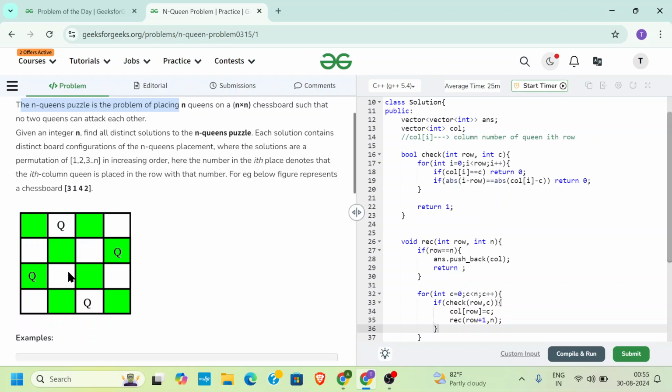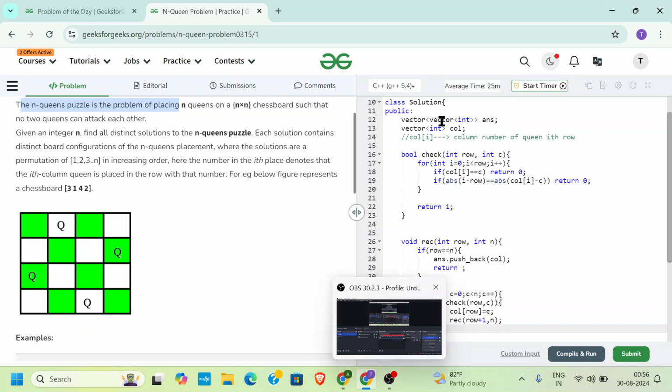So where does a queen attack? Suppose there is one queen in this white box. Where will it attack? It will attack in this row, this column, and diagonally. So the important part of the question is how to check whether we can place a queen here or not, knowing that we have placed queens in other boxes. So let's solve this problem.